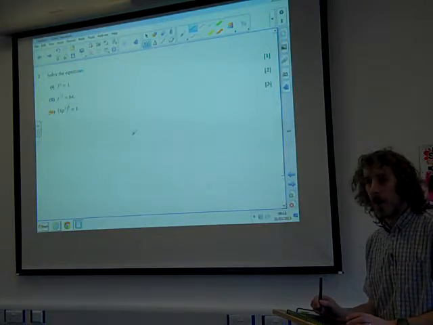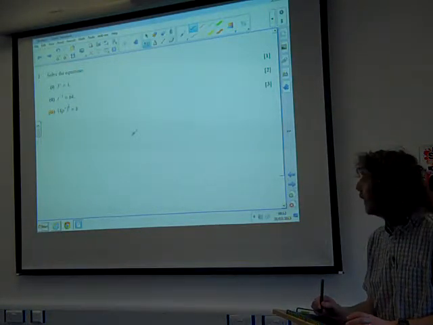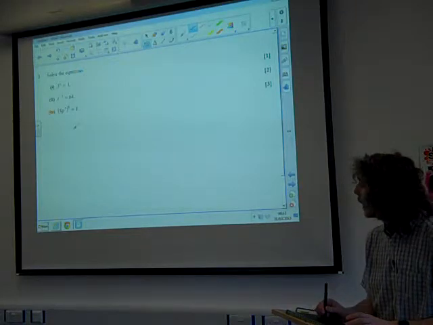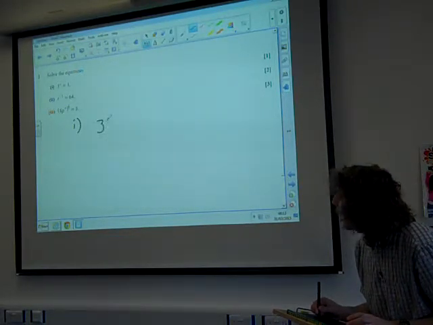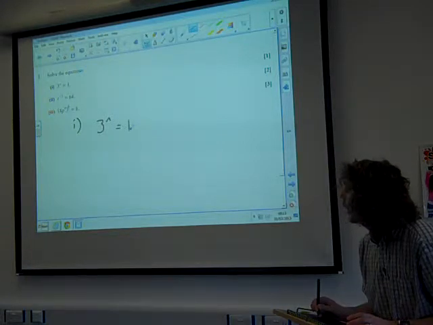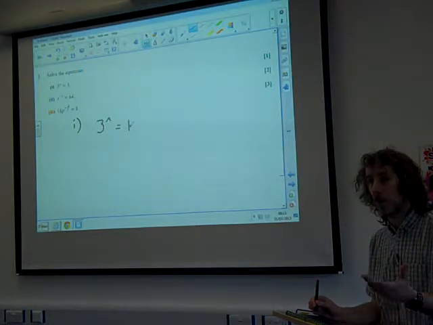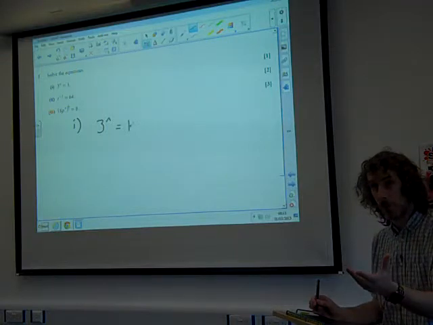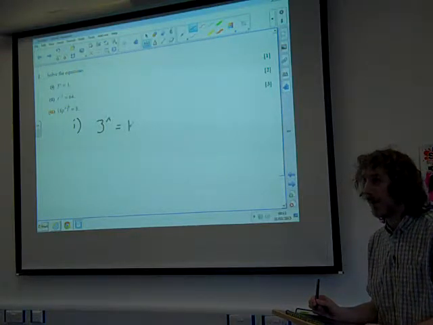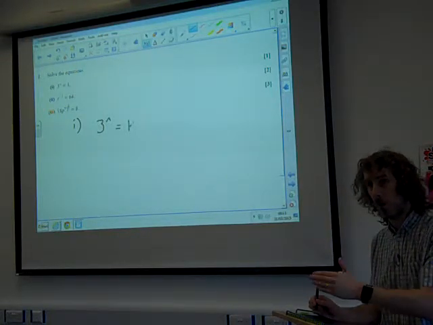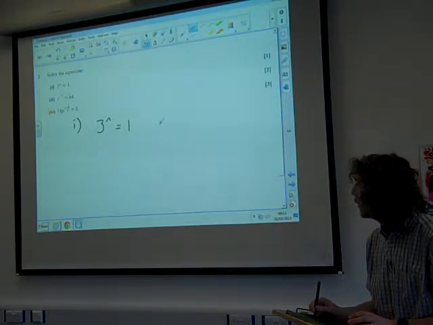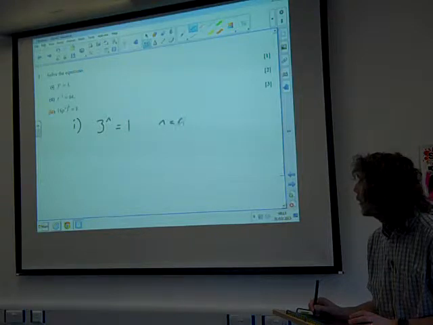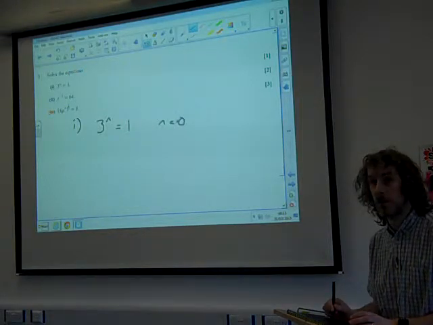For 6 marks, so just less than 10% of the paper, and we start with 3 to the n equals 1. Well, that should be a gift of a mark, shouldn't it? We've just written one of the things that you're going to put on your poster of things to remember about indices: x to the 0 is always equal to 1. So if 3 to the n equals 1, there's not really much of a question, is there? n must be equal to 0, because 3 to the 0 is 1.